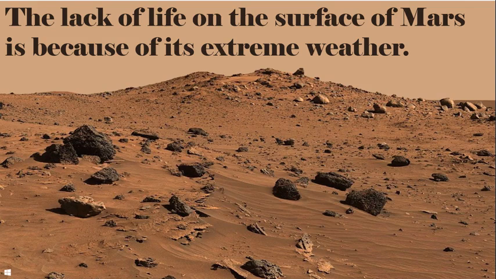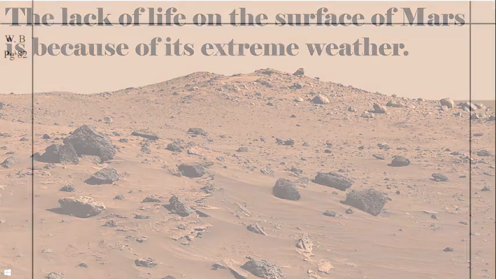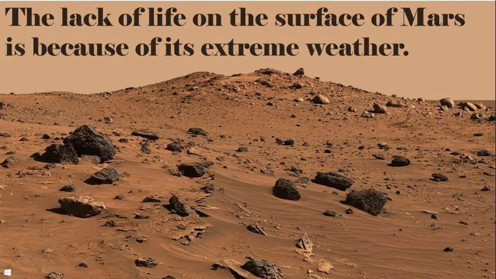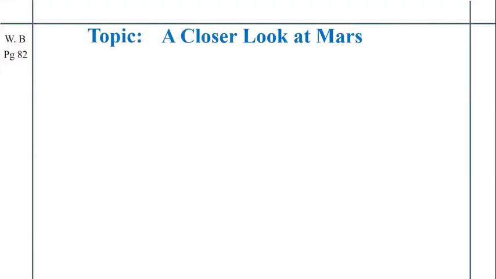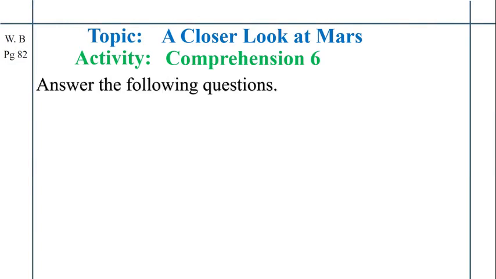So that's the key point of these comprehensions: whenever we are reading these comprehensions, we need to make sure that we are listening to the comprehension text very carefully so that we can get to know the answers at the end. Now, the topic of the comprehension was a closer look at Mars. It is your comprehension number 6.